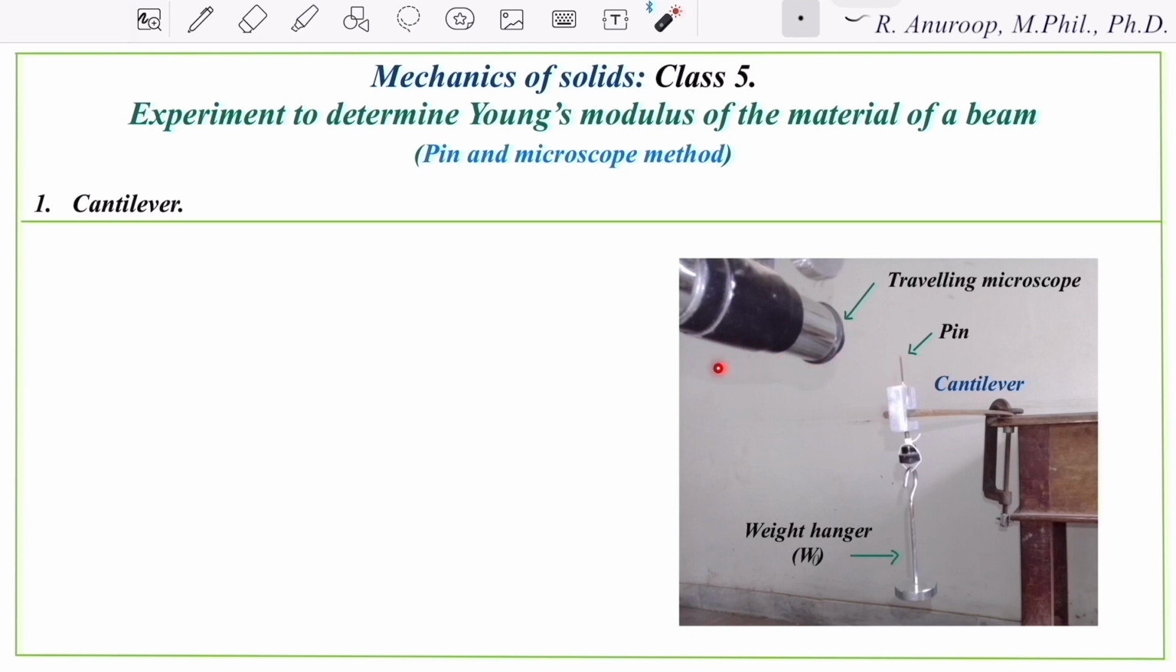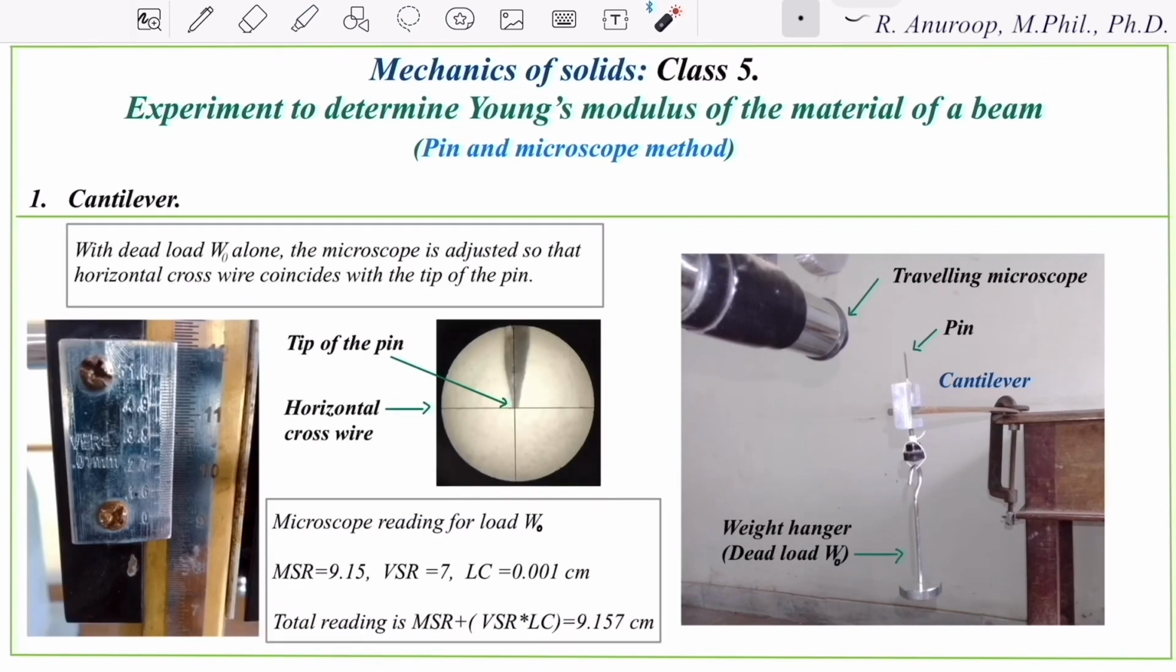There is a traveling microscope which is focused onto the tip of the pin. Initially, the bar is brought to the elastic mode by loading and unloading the hanger a few times.